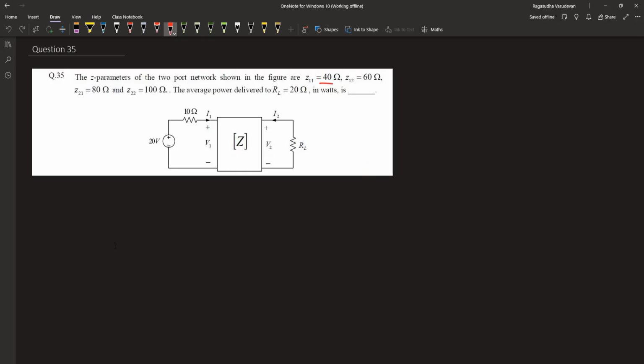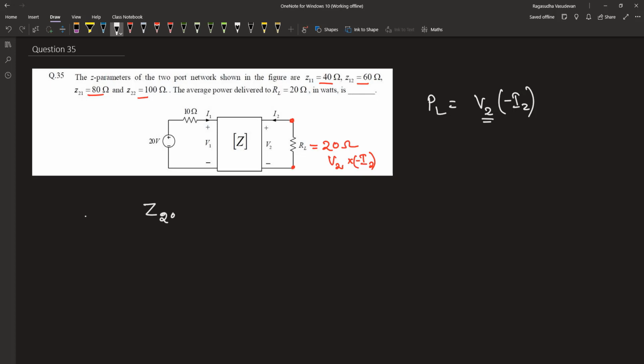In this problem, all the four Z parameters are given to us and we are asked to find out the average power that is delivered to this load resistor, which is 20 ohm. So the average power will be the product of the voltage at the output multiplied by the current that is supplied to it, which is the negative of I2. PL is equal to V2 into minus I2. Let's find out the value of V2 in terms of I2 so that we can find out this power.